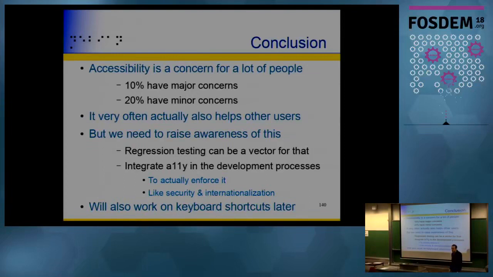But we need to raise awareness on this, and regression testing maybe is a nice tool, starting with just a few warnings and see how well it is accepted, etc. And then get to integrate accessibility in the development process itself to enforce the things that, okay, we have agreed on enforcing, making sure that it's always like this, just like security and internationalization. I haven't talked about keyboard shortcuts, but yeah, we will also work on this, just not now. Thanks.